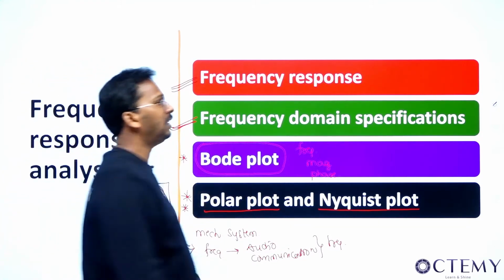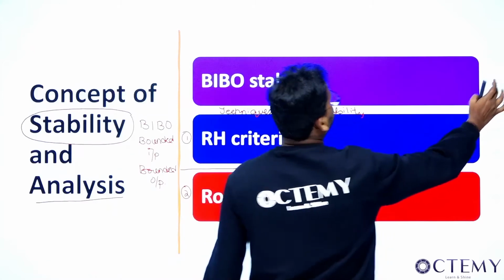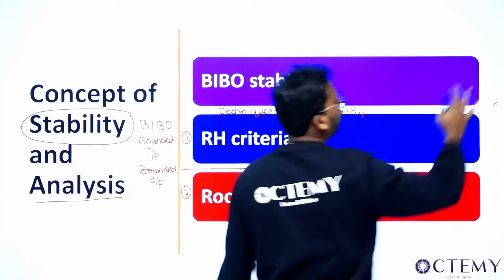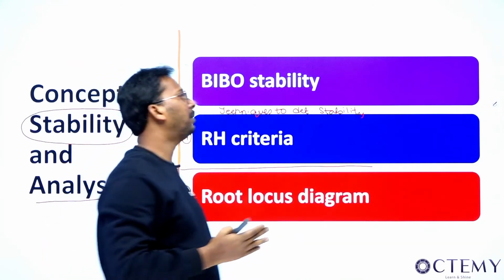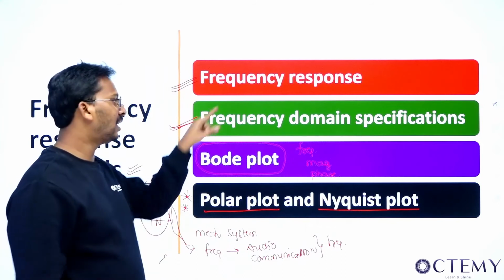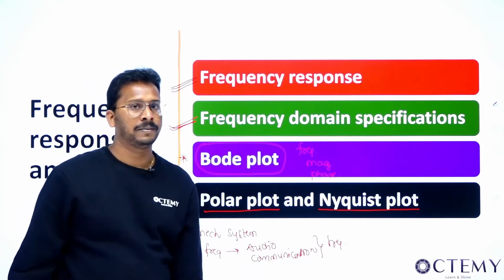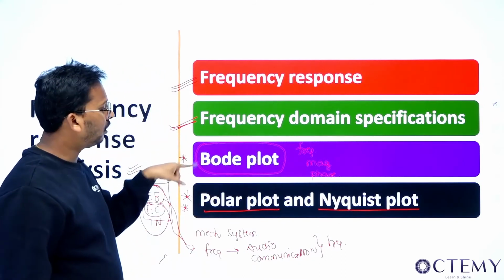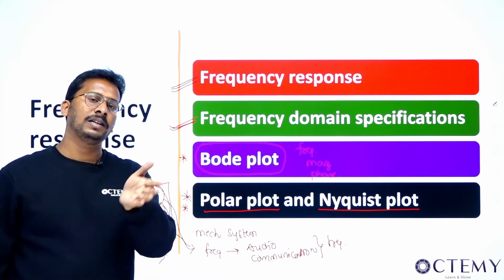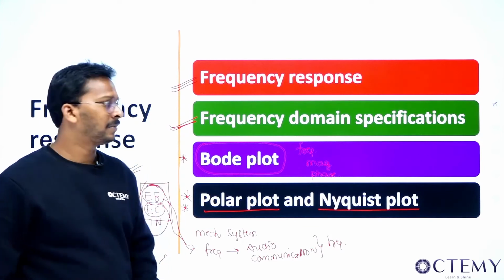Whatever we did in the second chapter and third chapter for time domain analysis, the same thing can be done in this fourth chapter for frequency domain analysis. We will see the response, we will also find the stability, right? Bode plot and polar plots are so powerful that they will give the response as well as information about the stability, right?